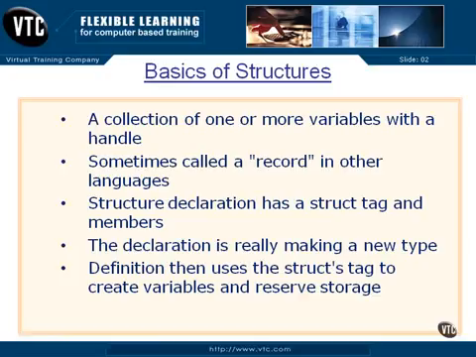As I said, the declaration of a struct is really making a new type of variable that we can then define wherever we need to. The definition, when we create the new variable, uses the struct's tag to understand what kind of type we want to create. It then makes up appropriate variables and reserves storage for the new type.